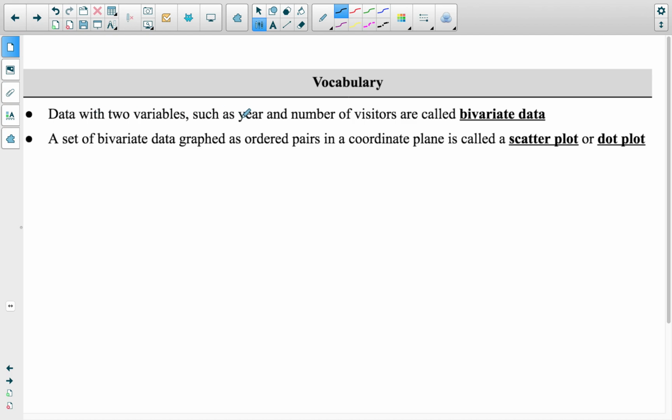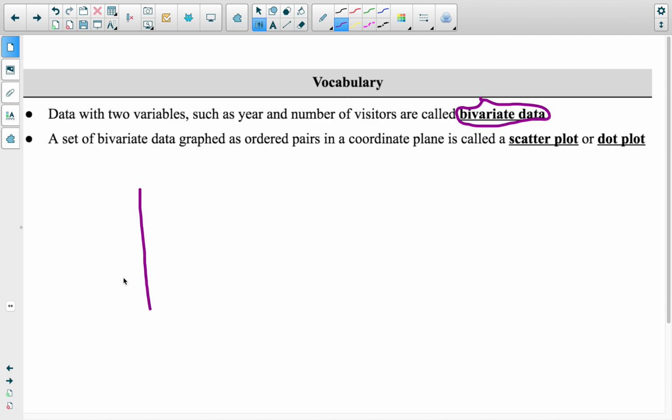Data with two variables such as year and number of visitors are called bivariate data. So bi means two, variate means variable. So when we talk about data with two variables, it's bivariate. So bivariate data is data that we can represent with a scatter plot. So it can be graphed as ordered pairs in a coordinate plane.